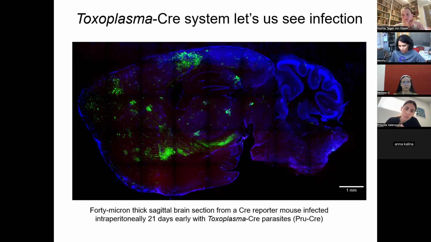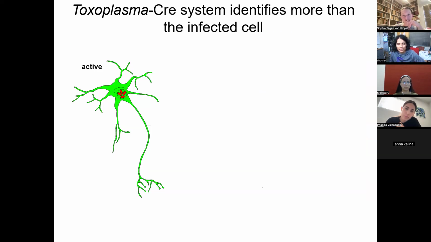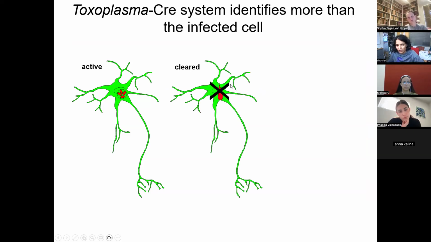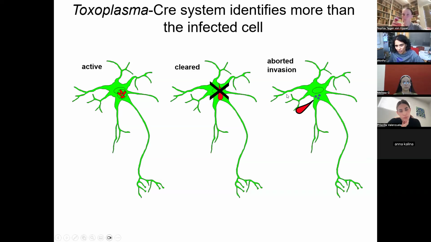So I spent a lot of time making sure it wasn't a leaky system, but that led us to recognize that this Cre system identified a couple subsets of neurons, or any cell, but we think about neurons. So the actively infected one, which is the goal, and the ones that cleared parasites, relevant for immune cells, maybe not for neurons. And then the category we hadn't really thought about, but could show ultimately in vitro, was this aborted invasion. So this parasite injects its rhoptry proteins and then doesn't end up invading, right? We could find plenty of evidence for that in vitro once you started looking.